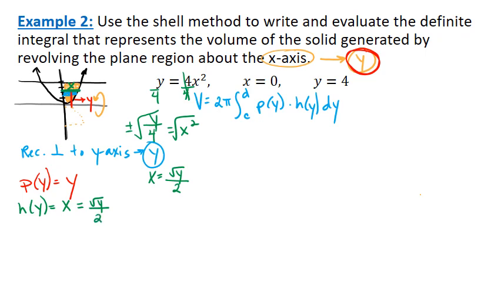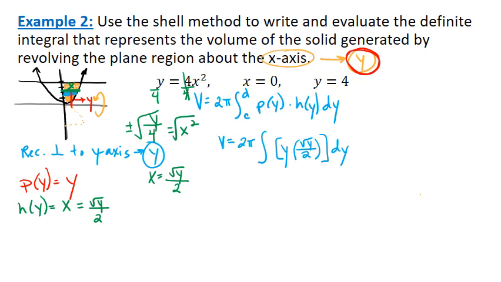because everything has to be in terms of y. Okay, so plugging our information into our formula, we have 2 pi times the integral of p of y, which is y, times h of y, which is the square root of y over 2, times dy.